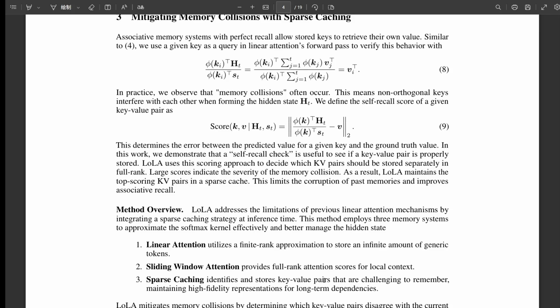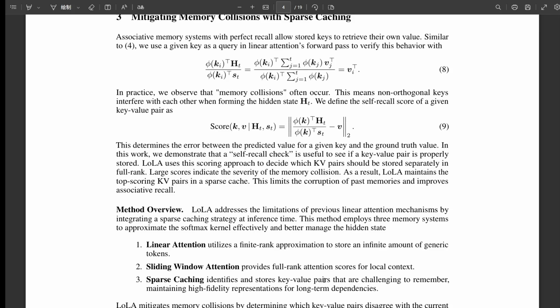Yeah, that's the clever bit. This is where their innovative scoring mechanism comes in, which they detail conceptually in equation 9. For potential key value pairs coming from the input, LoLA calculates what they call a self-recall score. Self-recall score. This score basically measures how well the current linear hidden state, that compressed summary, can reconstruct or predict the original value that was associated with a specific key. Okay. So it takes a key, it uses the current global summary, the hidden state, to see what value it thinks should go with that key based only on the summary. And then it compares that prediction to the actual value that key was originally paired with way back when.